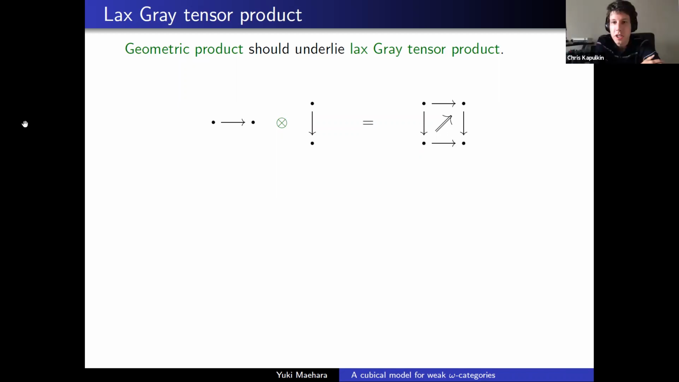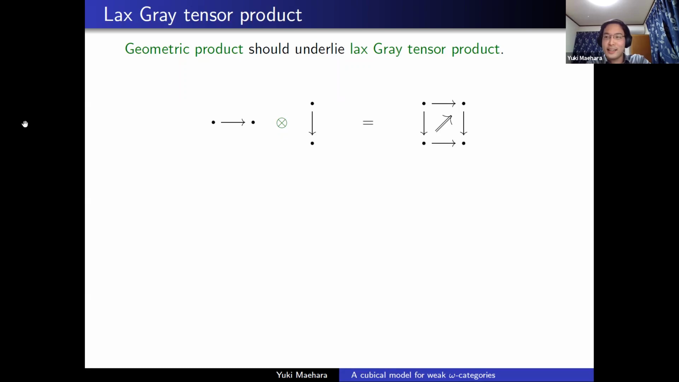Yes, so Yuki, in the chat, there's a question. Are there any coherence conditions on the marked fillers? For example, do they need to be related by yet higher dimensional marked cells? Right, so this is sort of the combinatorial magic of open boxes, or inner horns, or these sorts of things. They somehow encode these coherences as well.